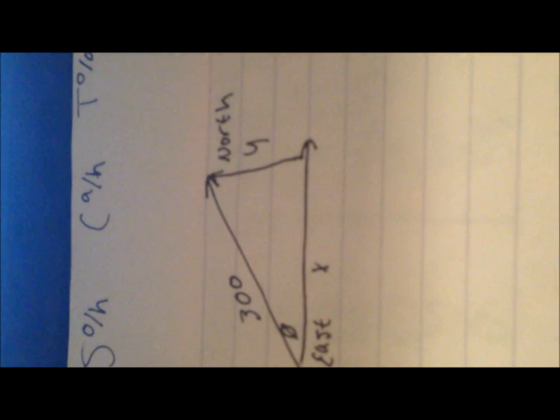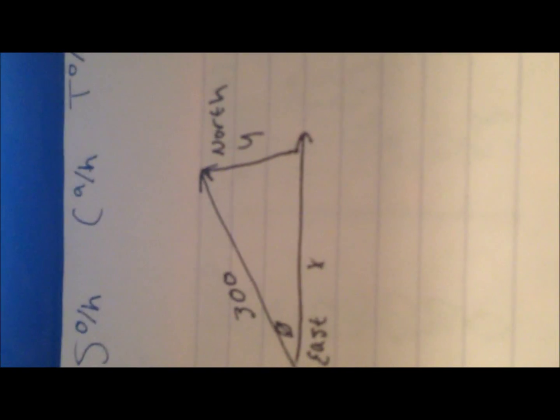So our east is our x and our north is our y. So we use cos to find our x. We plug in what we know, we plug it into our calculator, we get 260 miles per hour. For our y, we use sine, we plug in what we know, we plug it into our calculator, and we get 150 miles per hour.